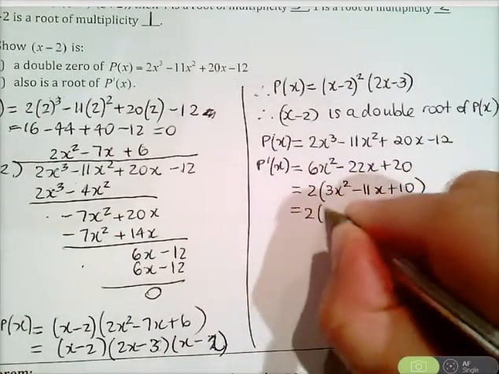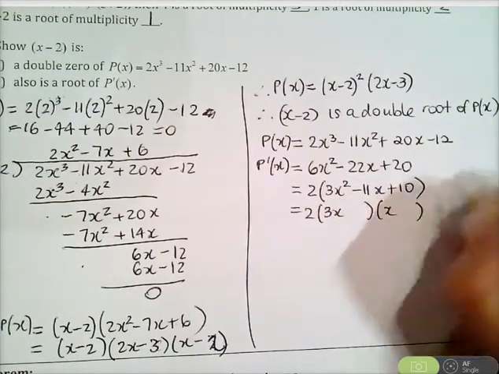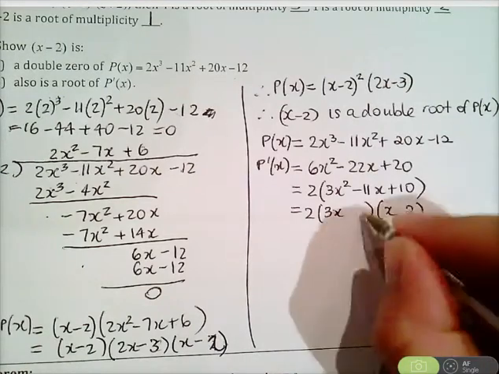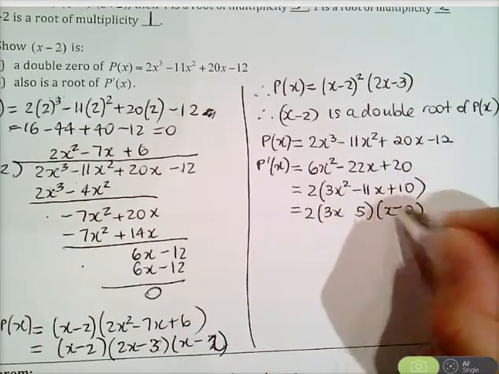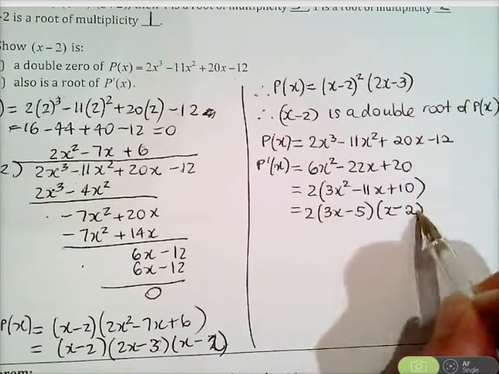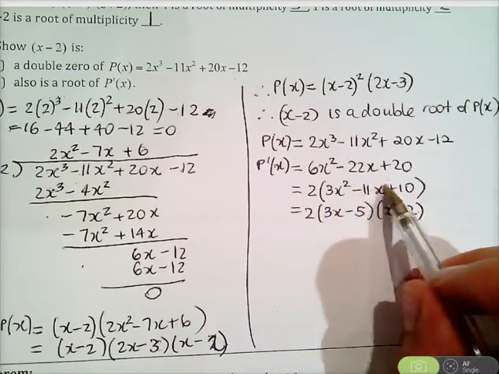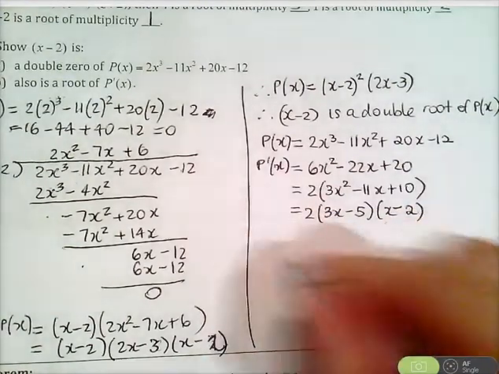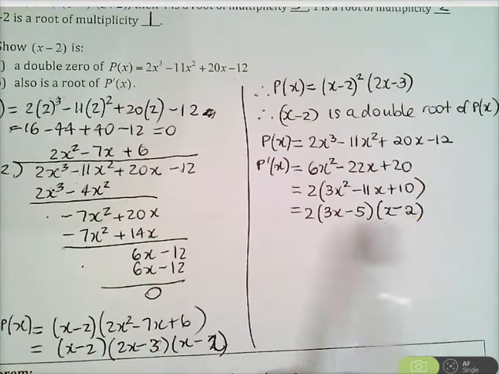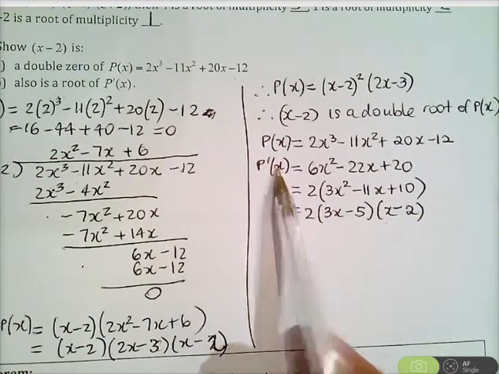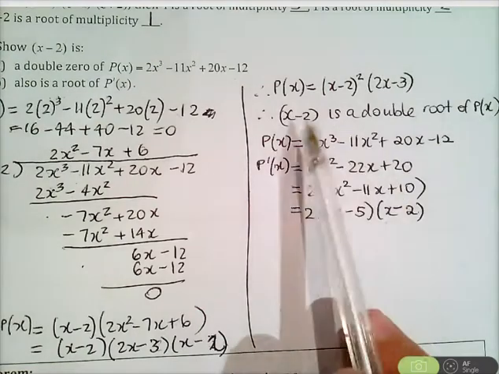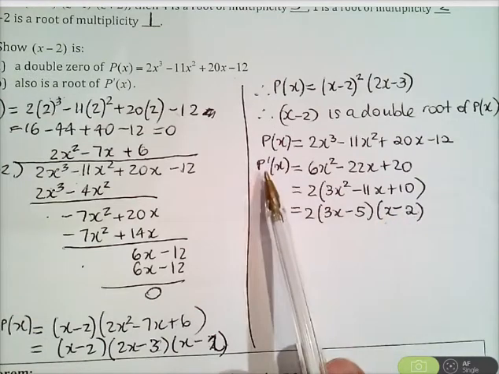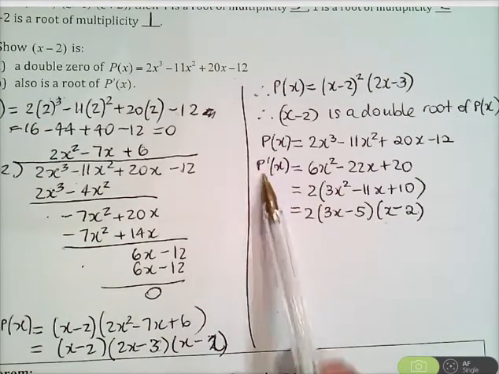And if we try and factorize that, looking for factors of 10, we've got 10 and 1 or 5 and 2. I think if we go 5 and 2, 2 negatives make a positive. We've got 3x squared minus 6x minus 5x, which gives us minus 11x plus 10. So this is being factorized. So what we notice is that x minus 2 is also a factor of p dash x. So x minus 2 is a double root of px. However, in this case, x minus 2 is a single root of p dash x, okay?